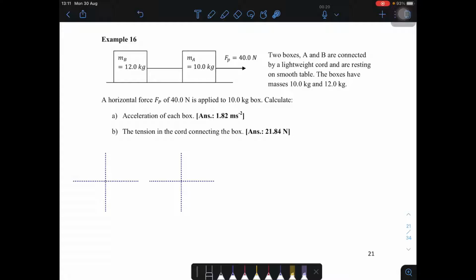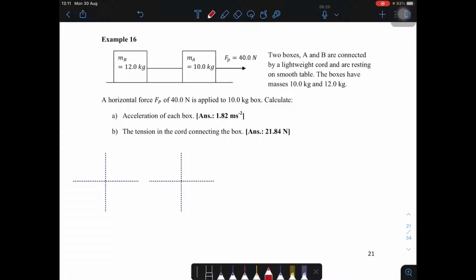Okay, so now we have two boxes. So remember, two boxes meaning two free body diagrams, two FBDs, because each of these will have their own forces. And then these two boxes are connected by a cord. And then there is an external force pulling the box to the right.